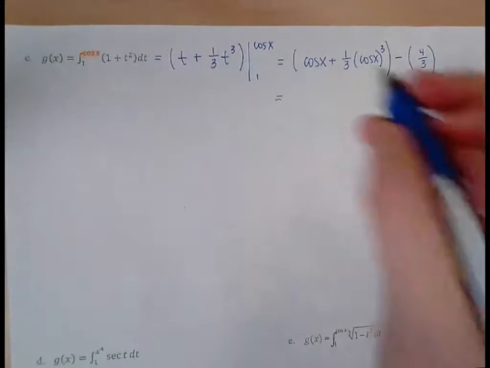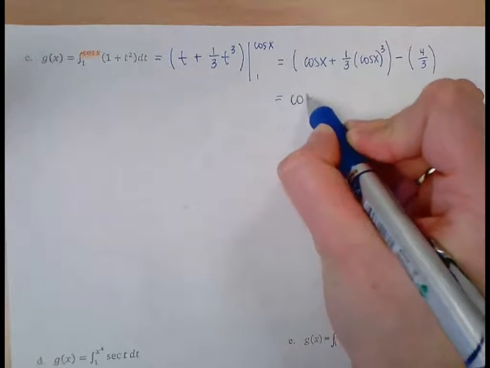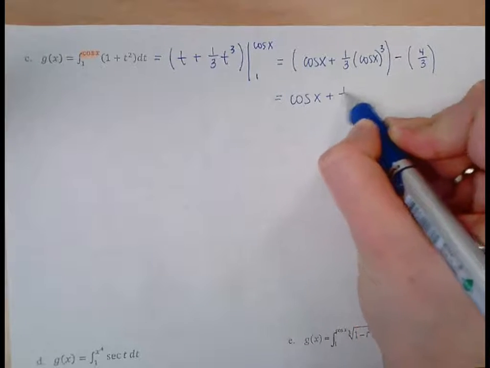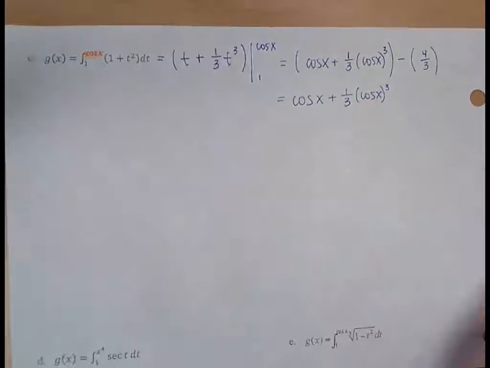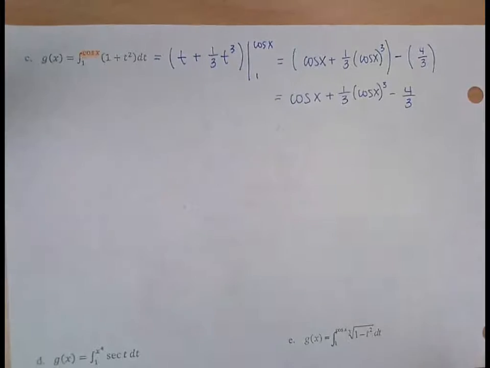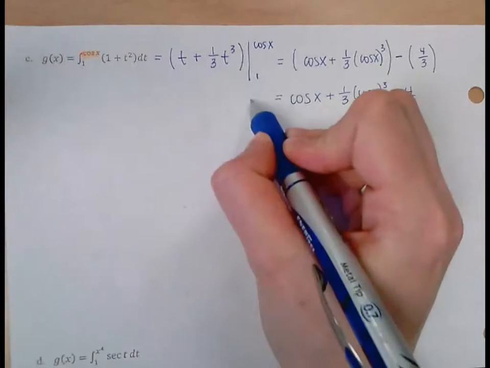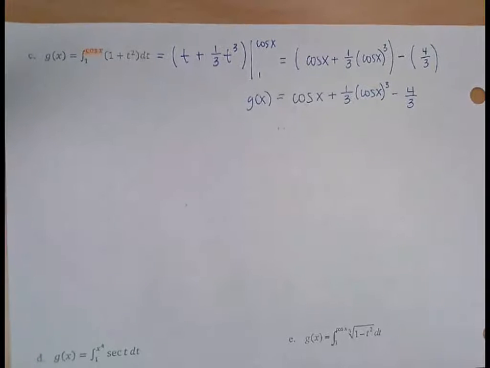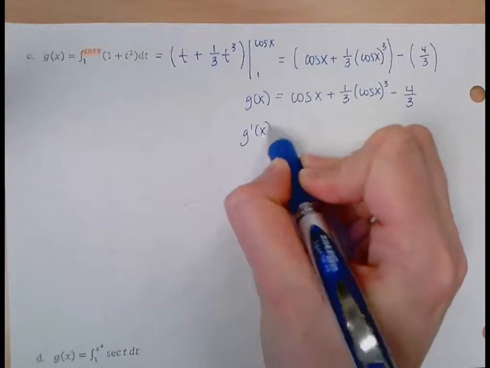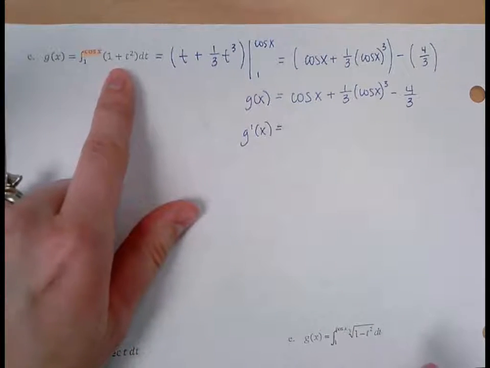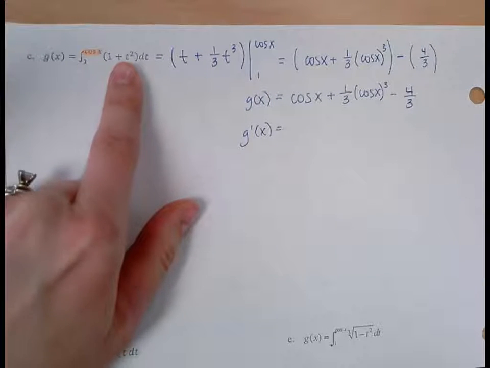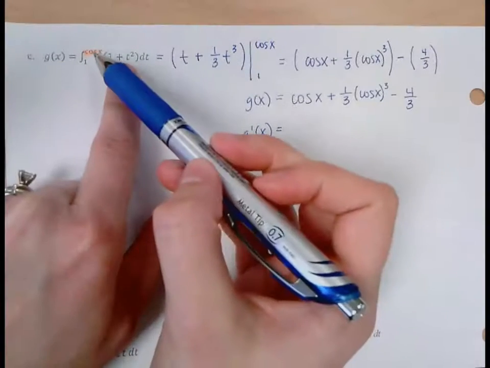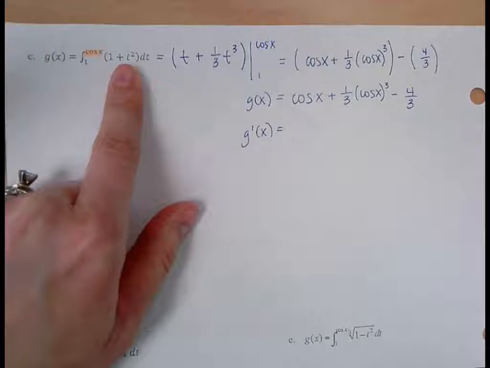I'm going to write this without the parentheses. Altogether we have cosine of x plus 1/3 cosine of x cubed. You could write that as cosine cubed of x, and then minus 4/3. So that is g of x. Now we have to find the derivative of that, and we will see it is not just going to equal what f of x would be. Our derivative is not just going to be 1 plus x squared. Because of that cosine, it's different than the previous examples.